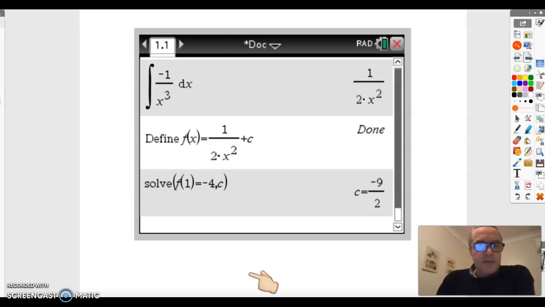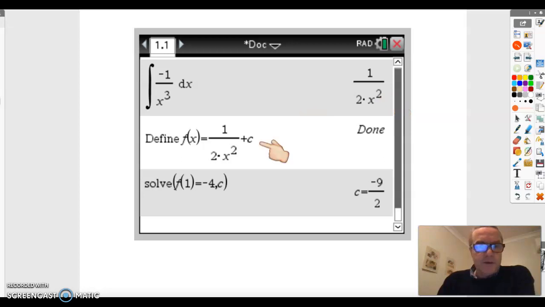We could do the same thing with the CAS calculator. It's the same question. Using the calculus menu, we could find the integral of negative 1 over x to the power of 3. And here's our 1 over 2x squared. You'll notice that the CAS calculator doesn't give us an indefinite integral. It doesn't give us the plus c part of that expression.